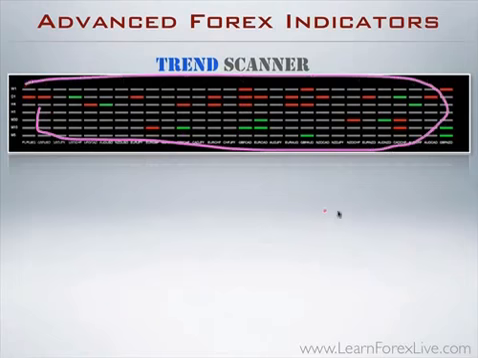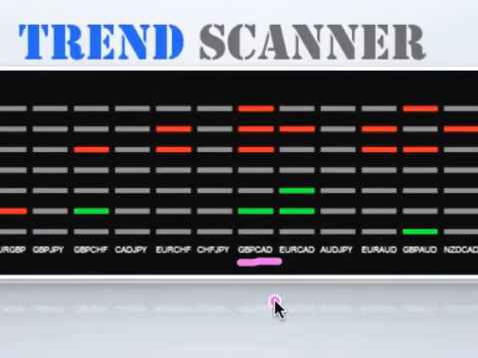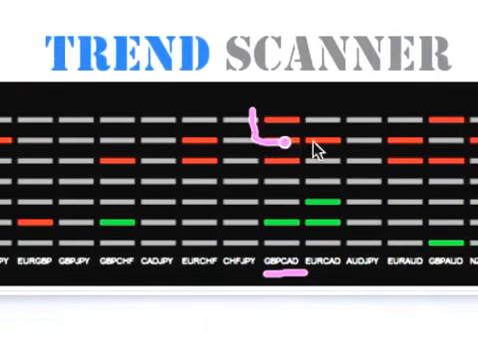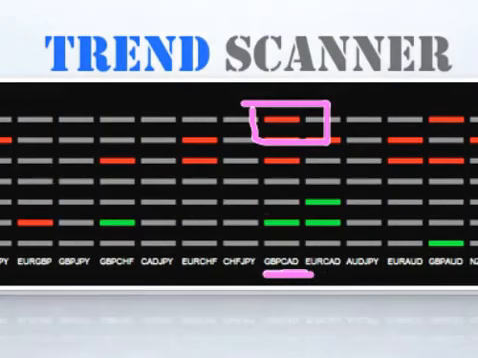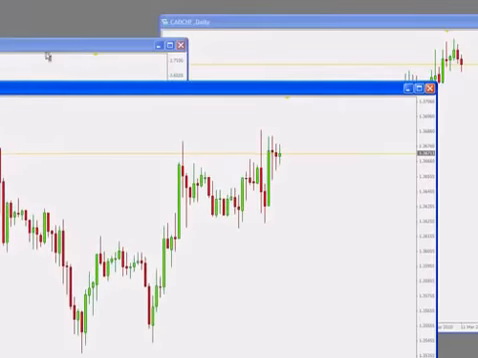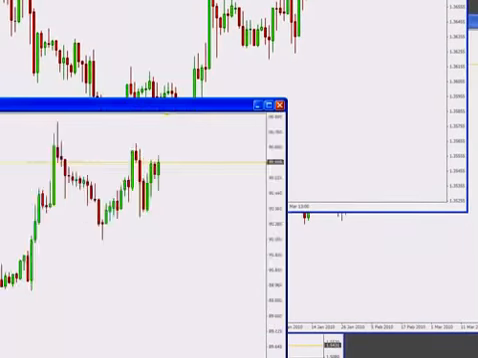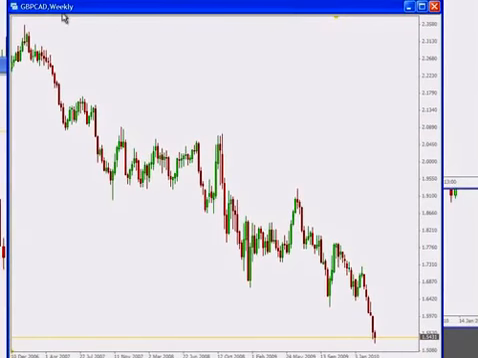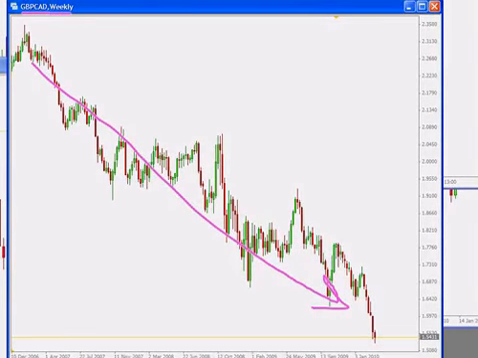Let me just pick any random reading here. For example, this one, the sterling pound against the Canadian dollar. On the weekly time frame, the indicator is calling for a solid downtrend here. Do you see that red square there? That means that the sterling pound against the Canadian dollar on the weekly time frame is downtrending. Let's move into my charting platform. Let's see if I can find the sterling pound. Not this one. Oops. I have a little bit of a messy charting platform. All right, here it is. The sterling pound against the Canadian dollar, weekly time frame, and we can certainly see how the trend scanner was accurately calling this downtrend.